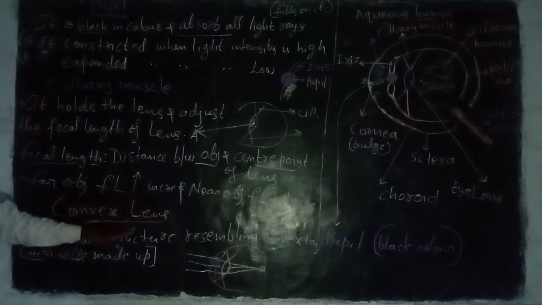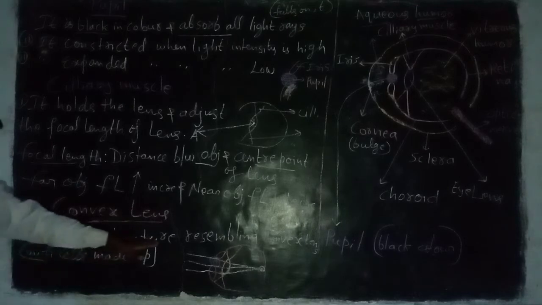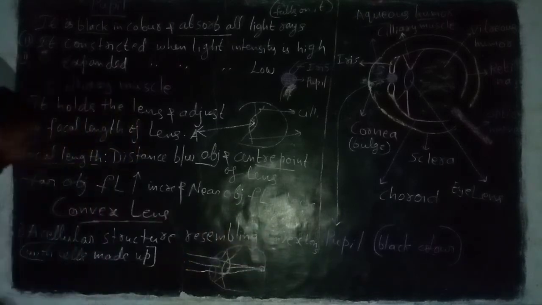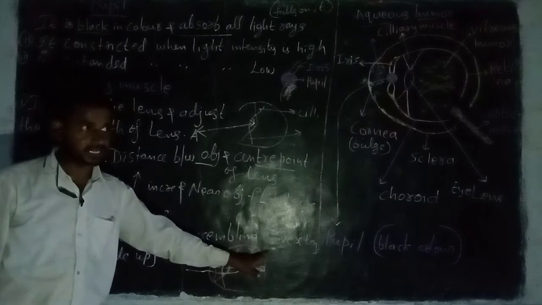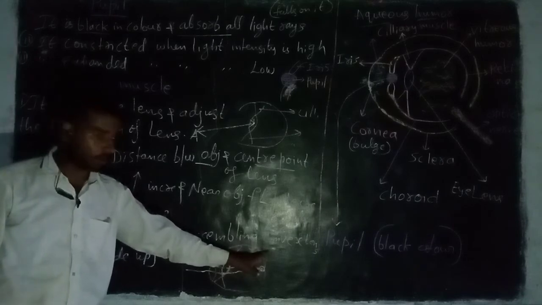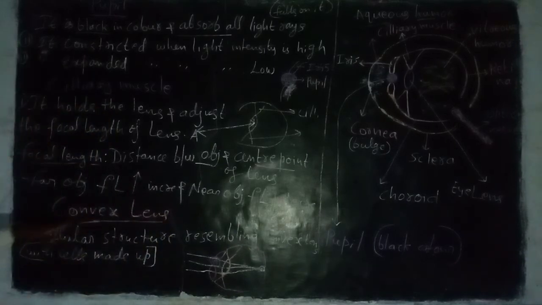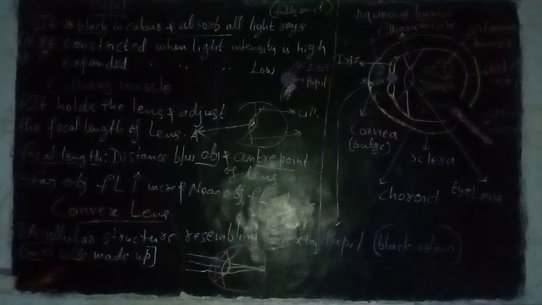Look here, convex lens, next concept. What is the convex lens? It is a cellular structure resembling a convex lens, I mean similar to a convex lens, but it is made with cells.